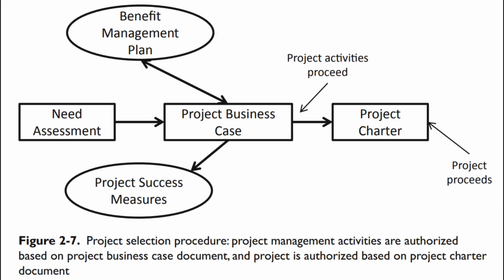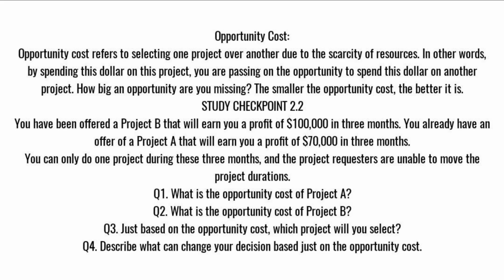Figure 2.7. Project selection procedure. Project management activities are authorized based on project business case document, and project is authorized based on project charter document. Opportunity cost. Opportunity cost refers to selecting one project over another due to the scarcity of resources. In other words, by spending this dollar on this project, you are passing on the opportunity to spend this dollar on another project. How big an opportunity are you missing? The smaller the opportunity cost, the better it is.